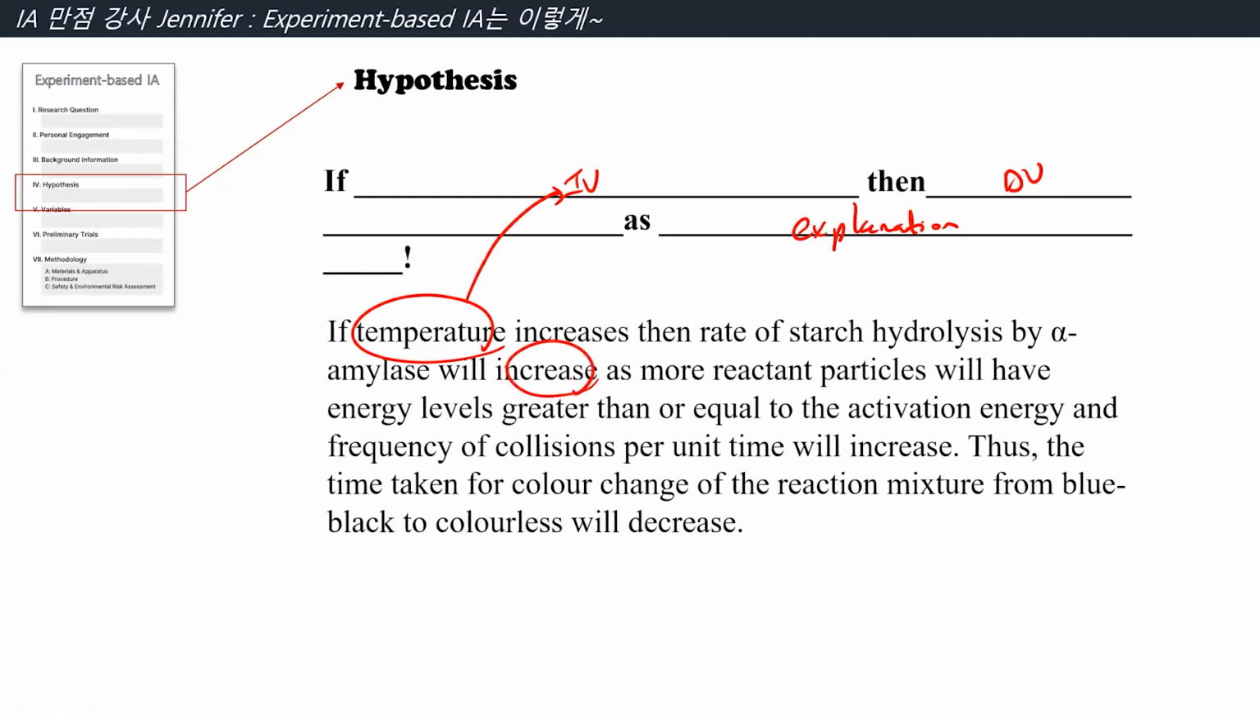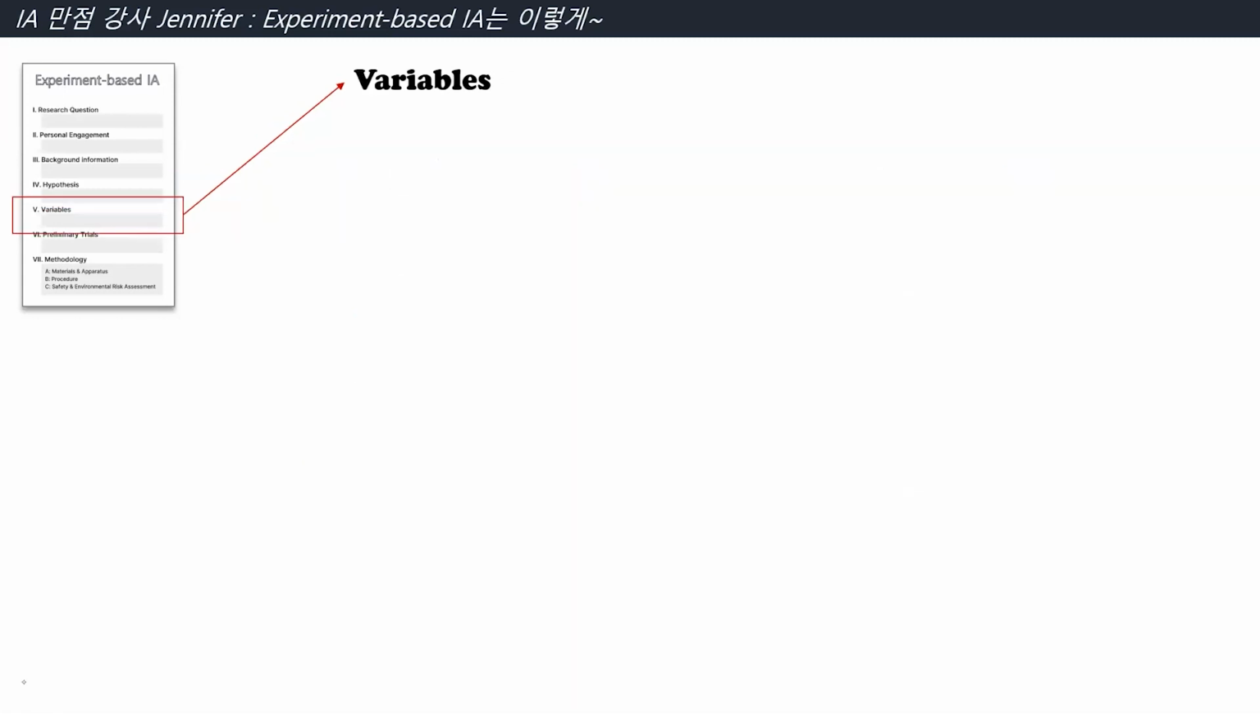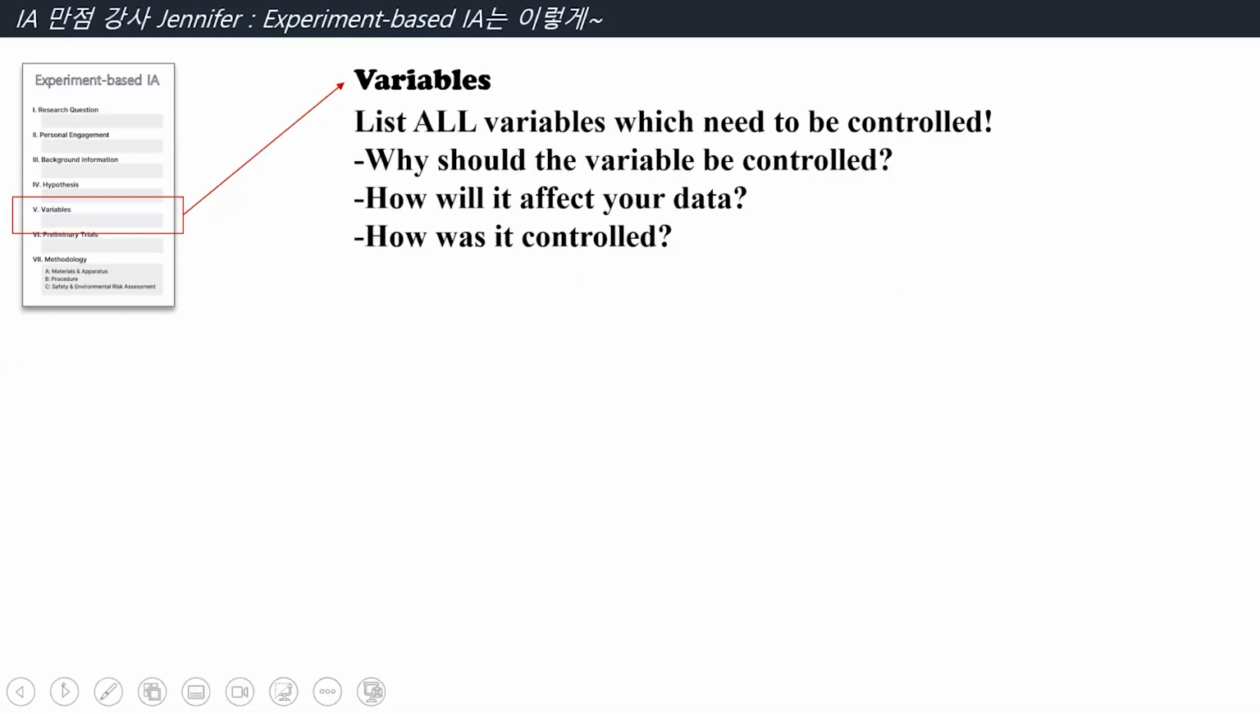as the explanation. So first, more reactant particles will have energy levels greater than or equal to the activation energy. And two, frequency of collisions per unit time will increase. Thus, the time taken for color change, our DV, will decrease. It is always better visually to list your control variables in a table. Now, always remember to number and label all tables and figures.